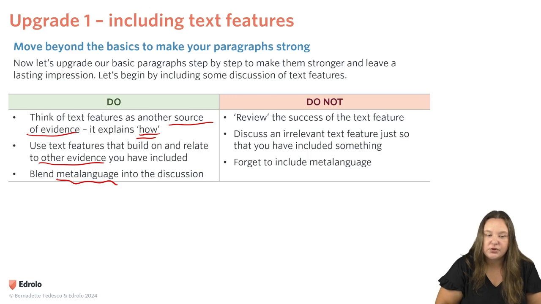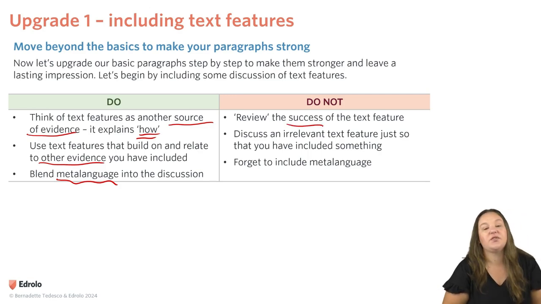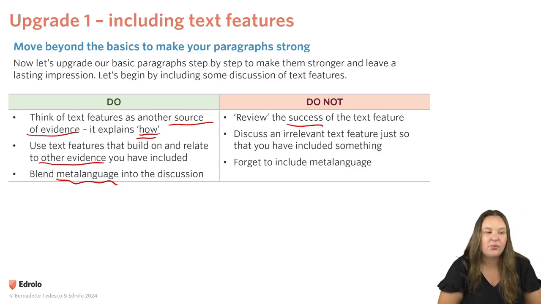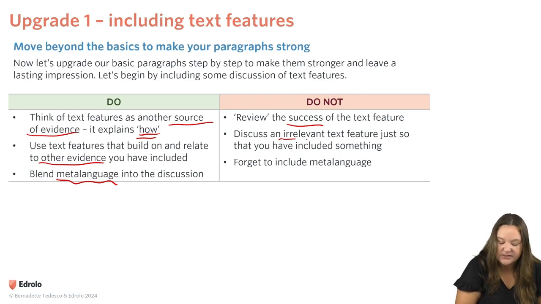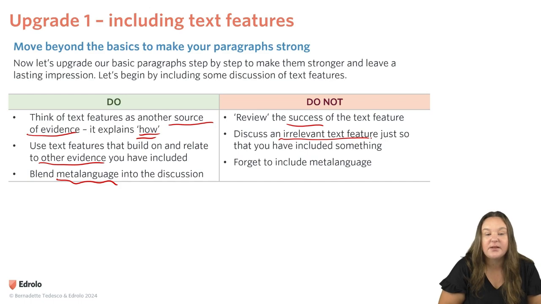What you don't want to do is review the success of the text feature. So you don't want to say whether the oppressive personification of the house was successful or not. You instead want to talk about how it worked and why the author would have put it in there. You do not want to discuss irrelevant text features just for the sake of having something in there. You want to make sure that it is relevant, that it blends smoothly and naturally.